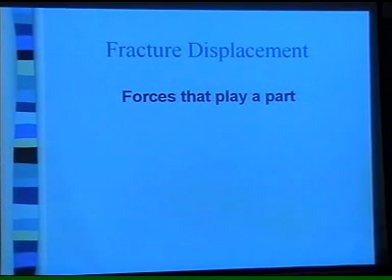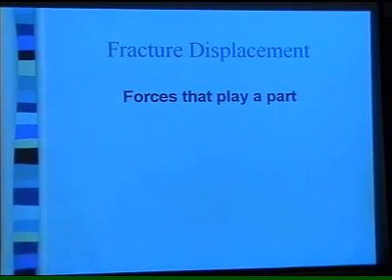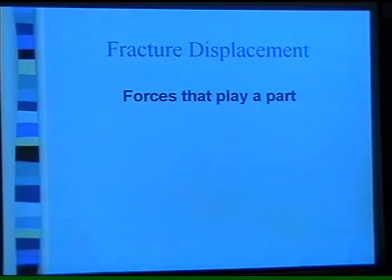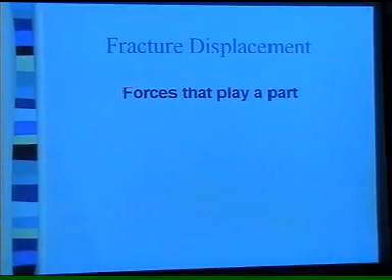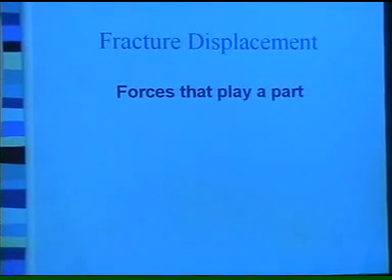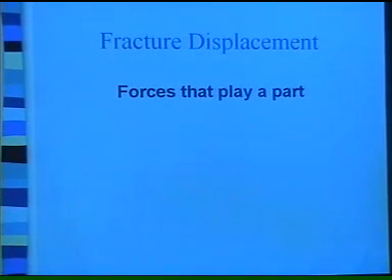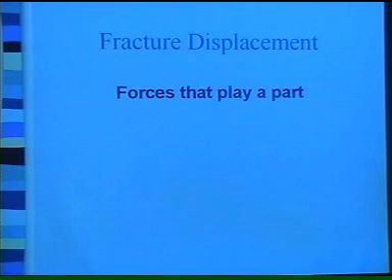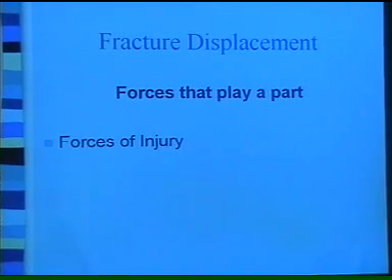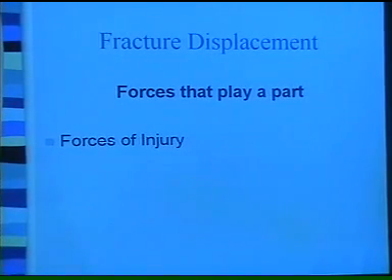Now let's talk about fracture displacement. What are the 3 forces that displace the fracture? If you understand the kinetics of fracture, it's easy to reduce them because you will know which way the fracture is going to displace. Even if you have immobilized it, you will reinforce your splintage accordingly or decide about operating. Forces that play a part in fracture displacement are forces of injury, initial amount of kinetic energy that has gone into the first trauma, road traffic accident, high speed, fall, whatever, force of injury.